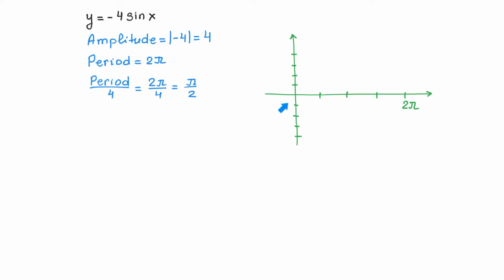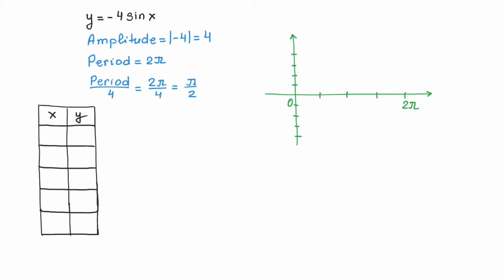The first x-coordinate will be 0, and to the left I will start a table that will hold the x and the y coordinates of those 5 points. Here in the first column we will have x, and the first value will be 0. To find the x-coordinate of the next point, we need to take the previous value and add a quarter period, which is pi over 2. Then 0 plus pi over 2 is pi over 2. So I will also add this to the graph.